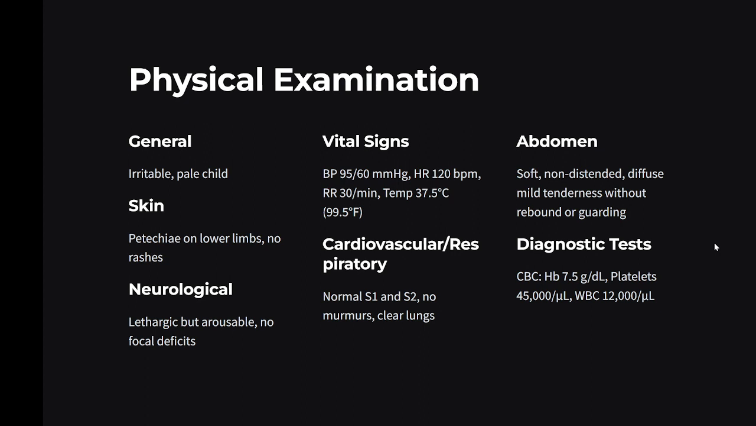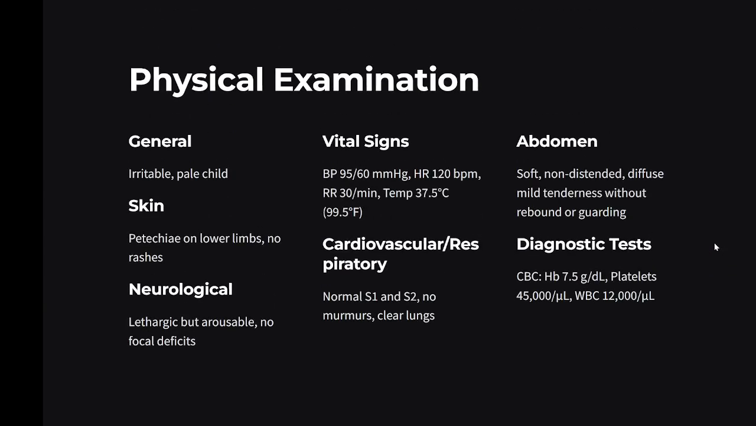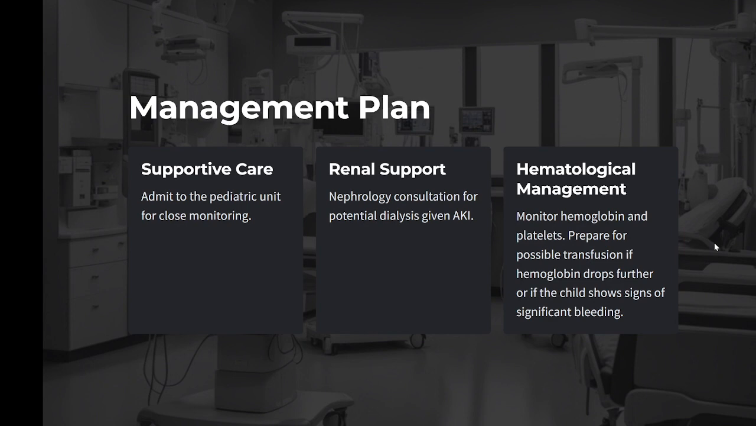Diagnostic tests: CBC, Hb 7.5 grams per deciliter, platelets 45,000 per microliter, WBC 12,000 per microliter. Peripheral smear: schistocytes present. BUN and creatinine elevated at 36 mg/dL and 1.9 mg/dL. Urinalysis: hematuria, proteinuria. Stool culture. Assessment: the clinical presentation and laboratory findings are suggestive of HUS, likely secondary to an infection with enterohemorrhagic E. coli, given the history of bloody diarrhea following consumption of undercooked hamburgers.